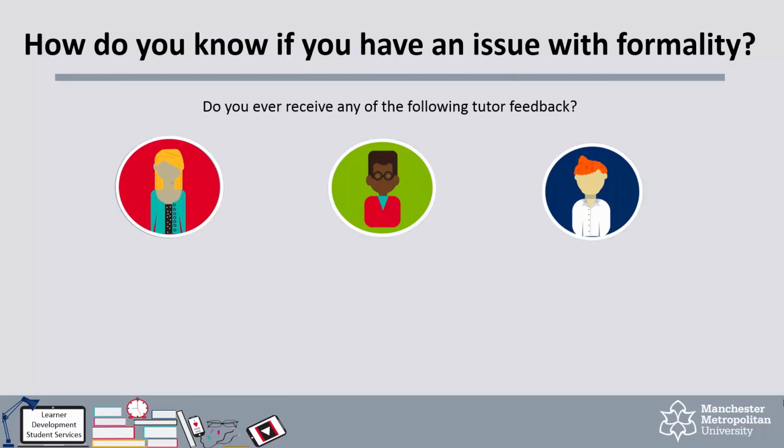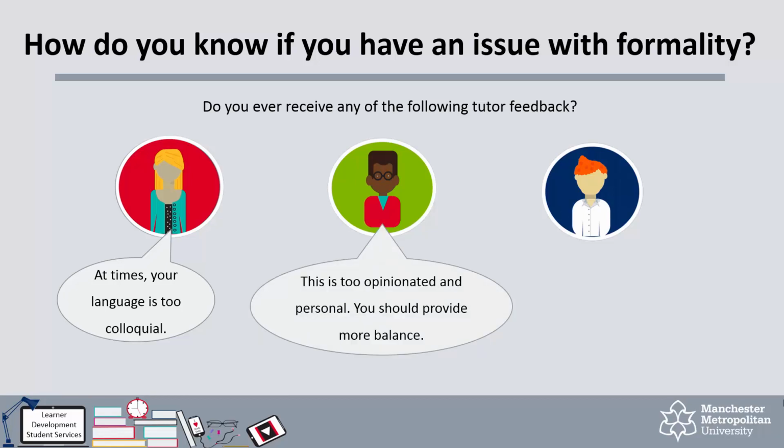Feedback on your work can help you identify whether your tone is too informal. Look out for feedback that says, "At times your language is too colloquial." This means you need to start using a dictionary alongside other academic texts to determine the exact meanings of things and the more academic way of expressing yourself. If your tutor says this is too opinionated and personal, you should provide more balance, avoid using things like I, me and my, avoid emotion or emphasis.